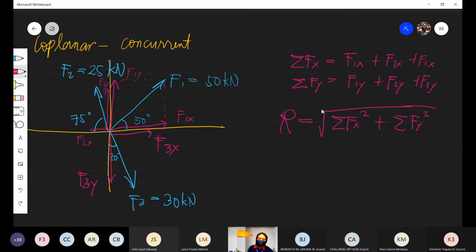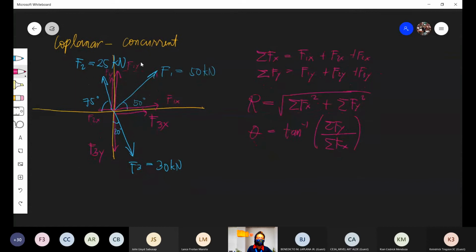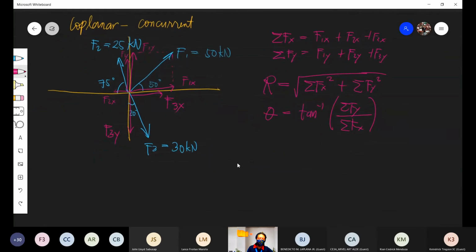Okay, so you have the resultant, and after that, you solve for its direction or the theta. This is the arctangent of the summation of Fy over the summation of Fx. So that's how you solve for coplanar and concurrent forces. But luckily, in your calculator, there is an easier method.